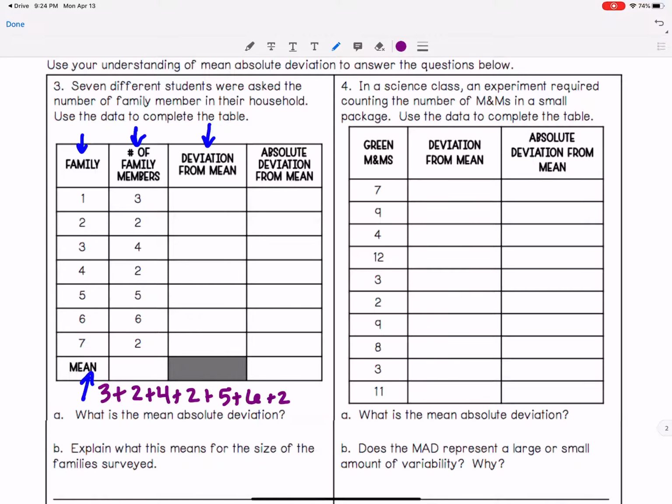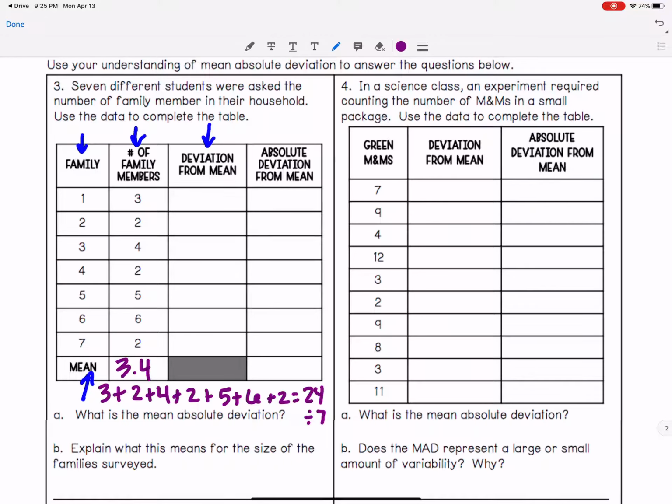Now the next step is we have to divide by how many numbers there are here. And I know that there are 7 different families who gave input. So we have 7 different numbers. Let's divide by 7. So if you were to do 24 divided by 7, that's going to give us our mean, or our average number of family members that each family has. Well, I did 24 divided by 7, and I got 3.42 in this really long decimal. Let's just say 3.4. So our average is 3.4, and we call that rounding to the nearest tenth.